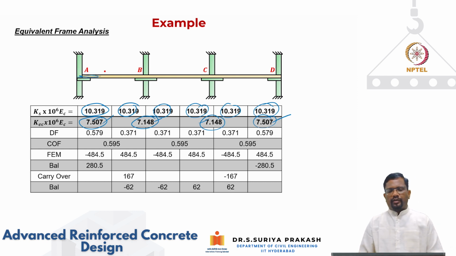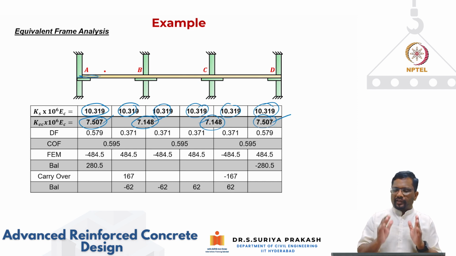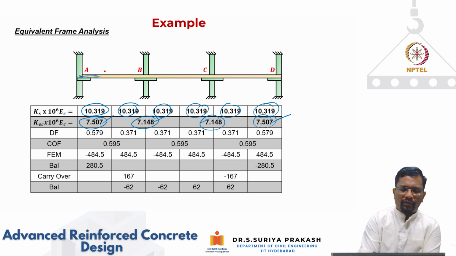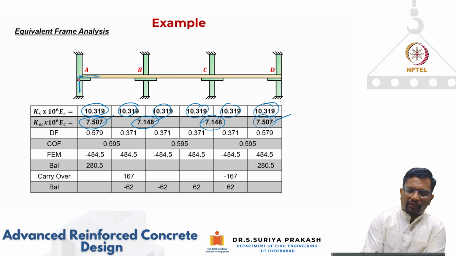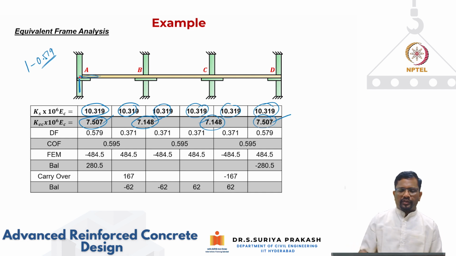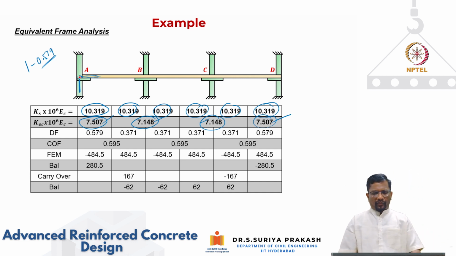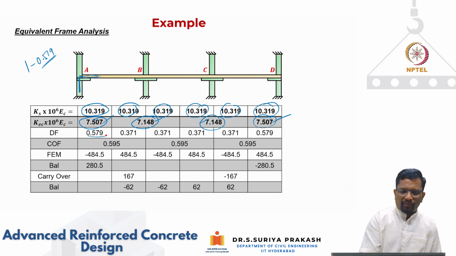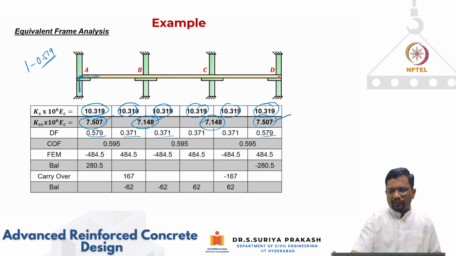The slab, because we are designing a slab. So in the joint you have an equivalent column, meaning the stiffness of the equivalent column is going to be 1 minus 0.579, right? But we are not concerned about that at this point of time because we are designing only the slab. So that's why I'm taking distribution factor as 0.579, and for this slab on the left side it is 0.371, and the edge stiffness for this joint is going to be 0.57. Similarly, carryover factors are all 0.595.